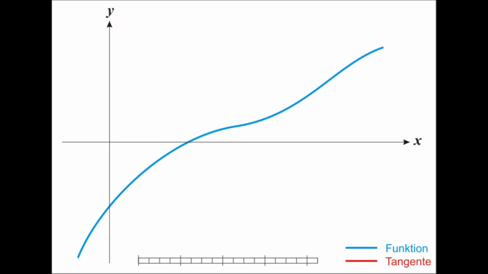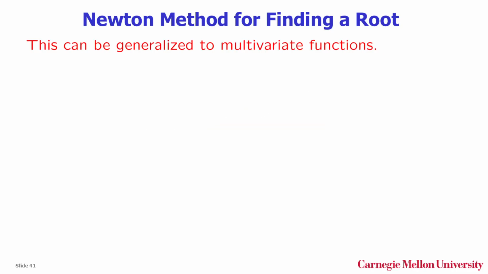Here, I'm showing the same process in this animation. First, we calculate x1, then linearize our function in x1, then calculate x2, linearize in x2, and so on till we converge. This process can be generalized to multivariate functions.